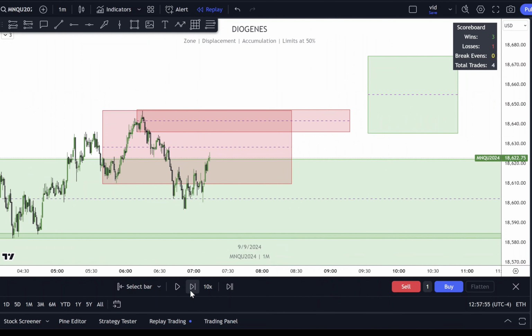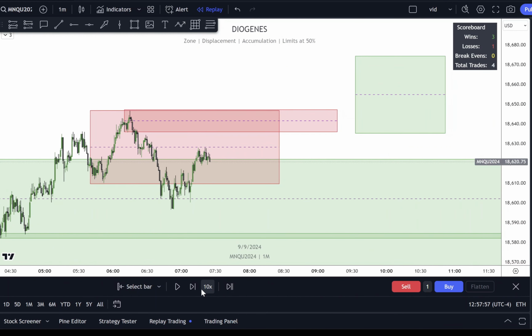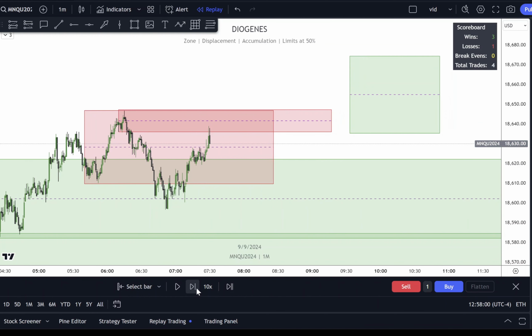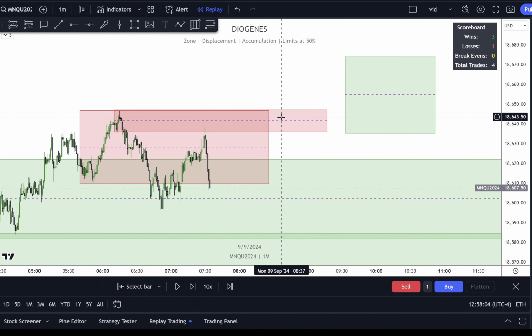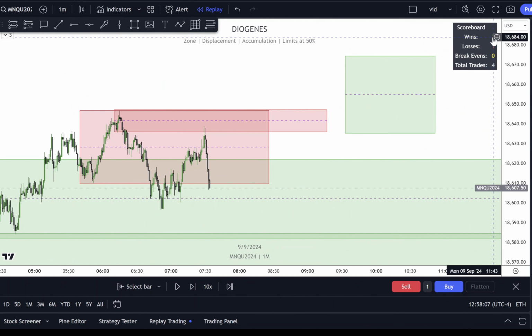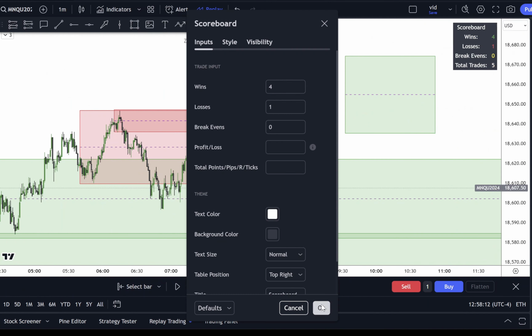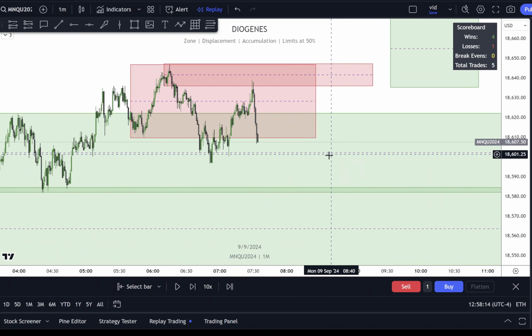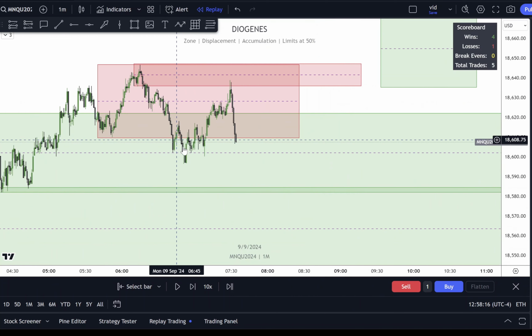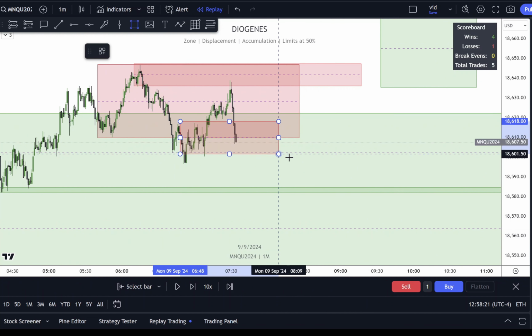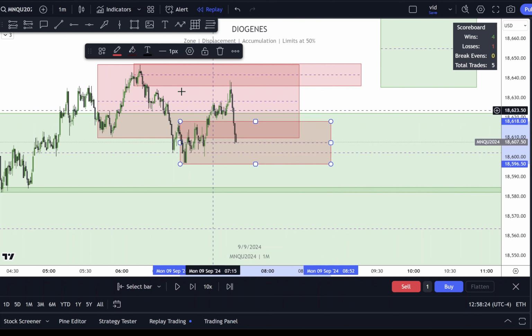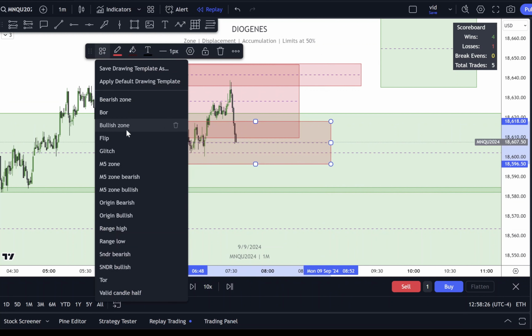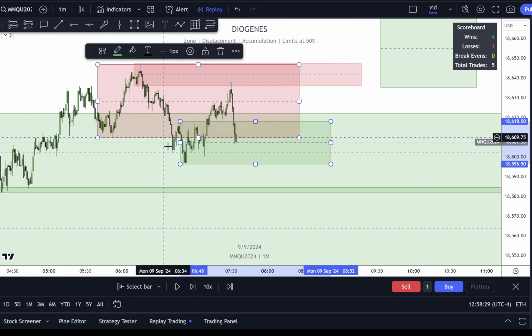Okay? So let's say we're not careful. We took this trade. Okay? So this was another one. Okay? Cool. Now, here is where most of you will ask me if this is a valid setup. Okay? This is not a valid setup.